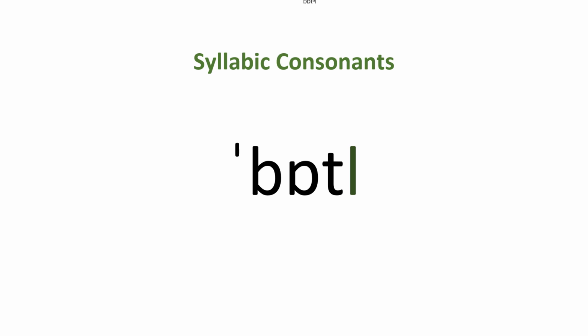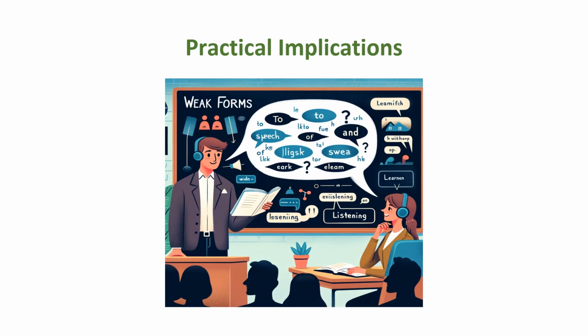In some cases, weak syllables may not contain a vowel at all, consisting entirely of a consonant. This occurs in syllabic consonants, such as the second syllable in bottle, where the L sound functions as the syllable nucleus. Understanding and using weak forms is crucial for natural-sounding speech and comprehension. Native speakers use weak forms extensively, and mastering these can significantly improve listening skills and fluency for learners of English.